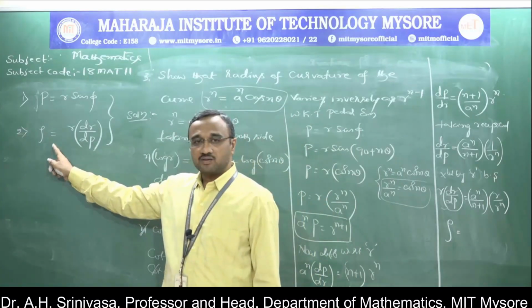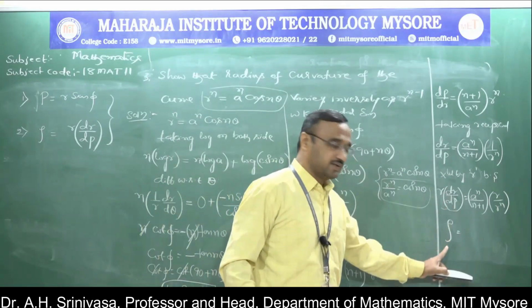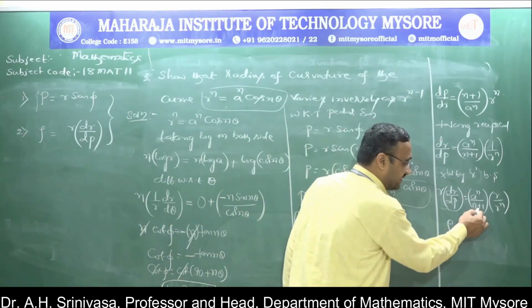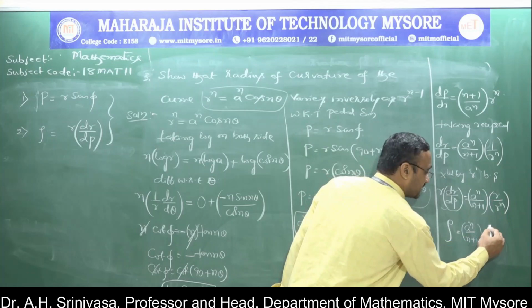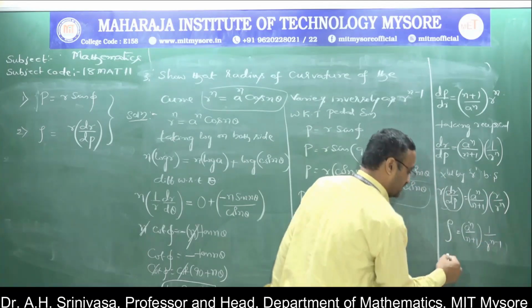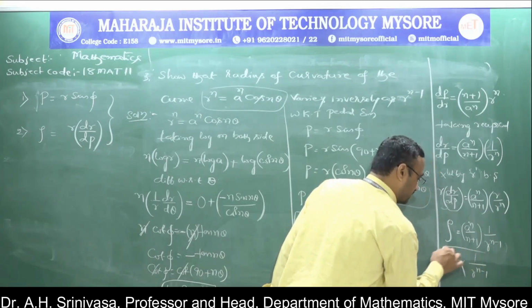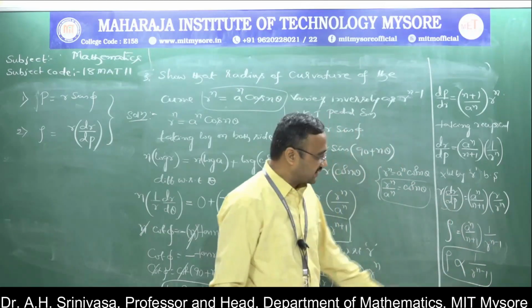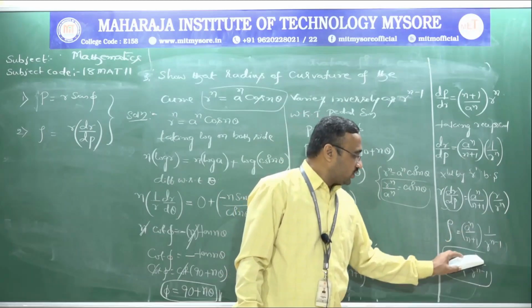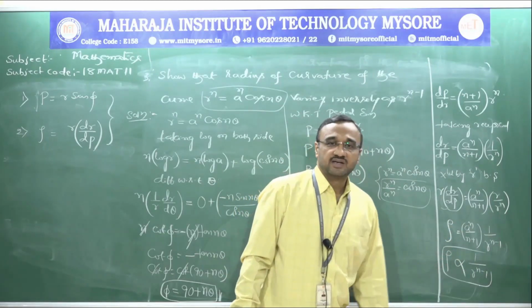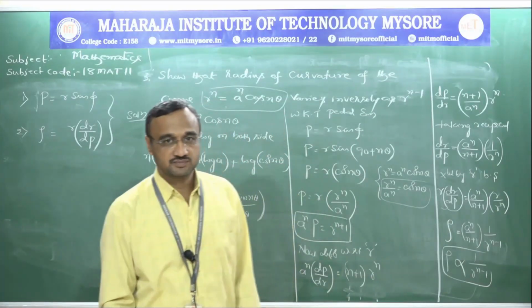See here, for the pedal curve, rho is r dr/dp. So r dr/dp is rho, and this is a constant, keeping it as it is, a^n / (n+1), and sending r^n to the denominator, this becomes r^(n-1). Then rho is inversely proportional to r^(n-1). This is a constant of proportionality. We can write it with the proportional symbol. Simply, the radius of curvature is inversely proportional to r^(n-1). It's clear?